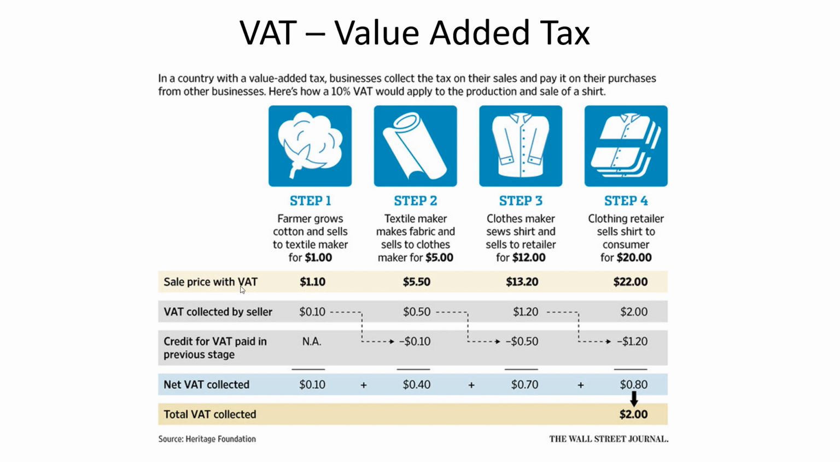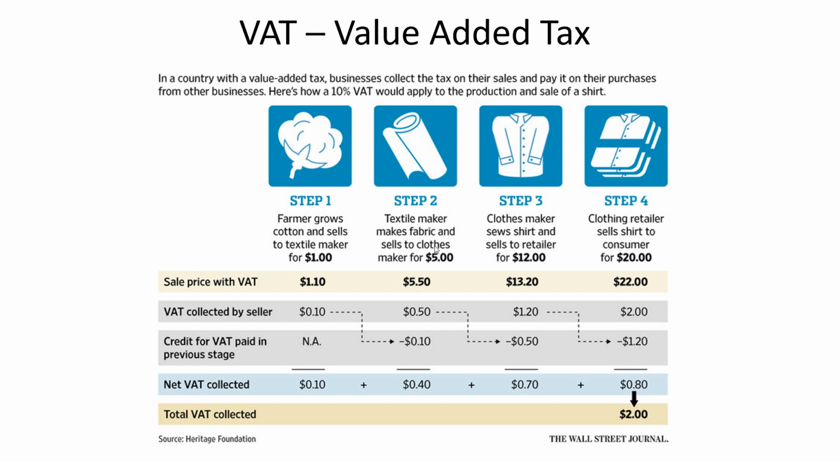So step one, the farmer grows cotton and sells it for $1. This assumes that they started with seeds that have no value, I guess seeds left over from last year. So they're going from $0 in value to $1 in value. So they actually collect $1.10 from the person they sell it to. They keep the dollar and they give 10 cents to the government, because that's the government's share, 10% of the value that they added.